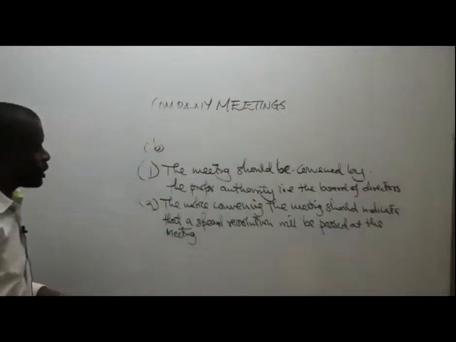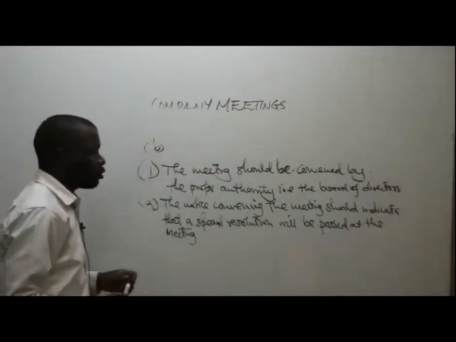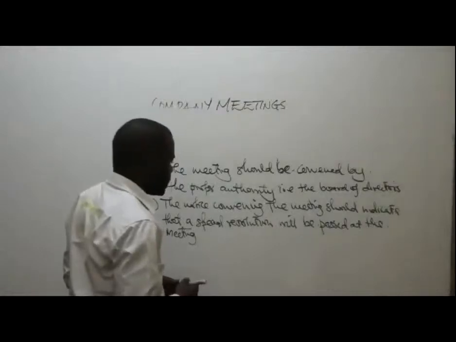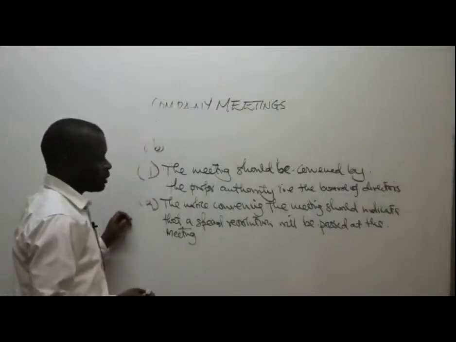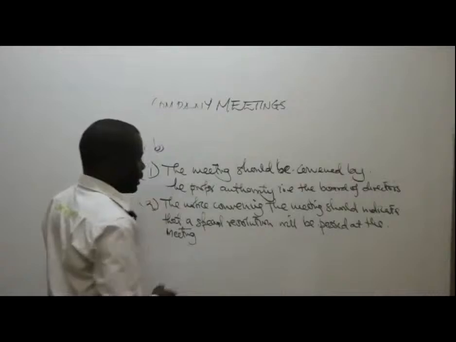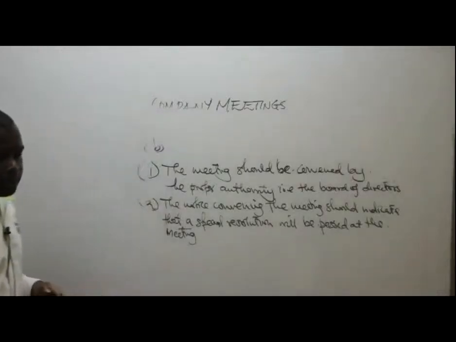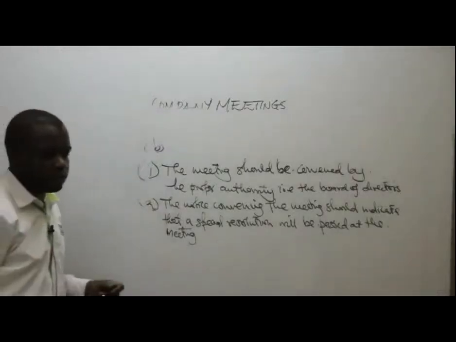Then number 2, the notice convening the meeting. So in that notice that will convene that meeting to pass a special resolution, it will clearly be indicated that they'll be able to pass a special resolution.